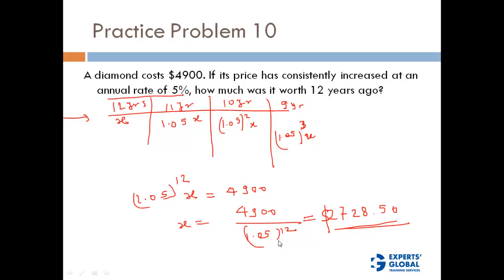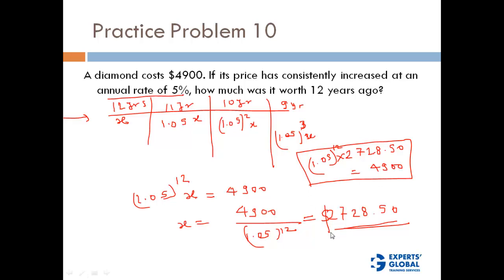And how do we ensure that this is the correct one? All we have to do is put it back in this equation. 28.5 into 1.05 raised to 12, you should get 4900, and you will get 4900. So this is the answer. The diamond was worth $28.5 12 years ago.